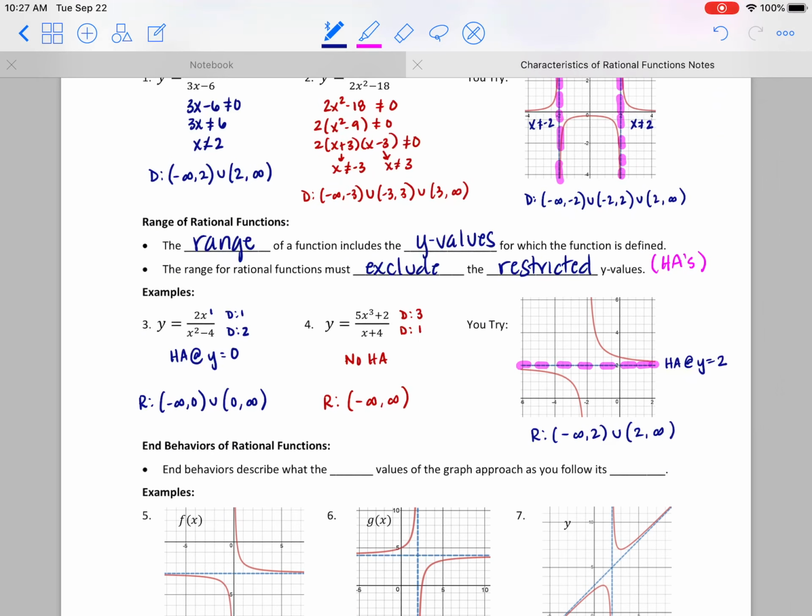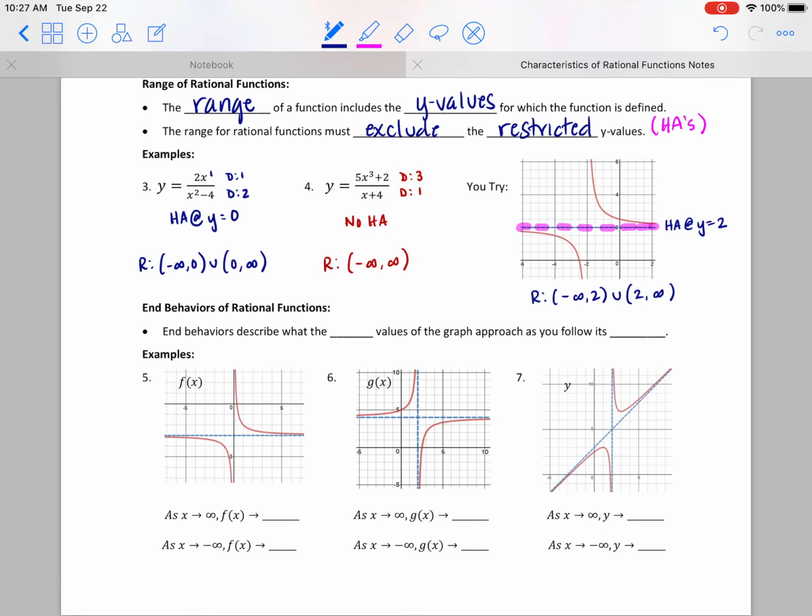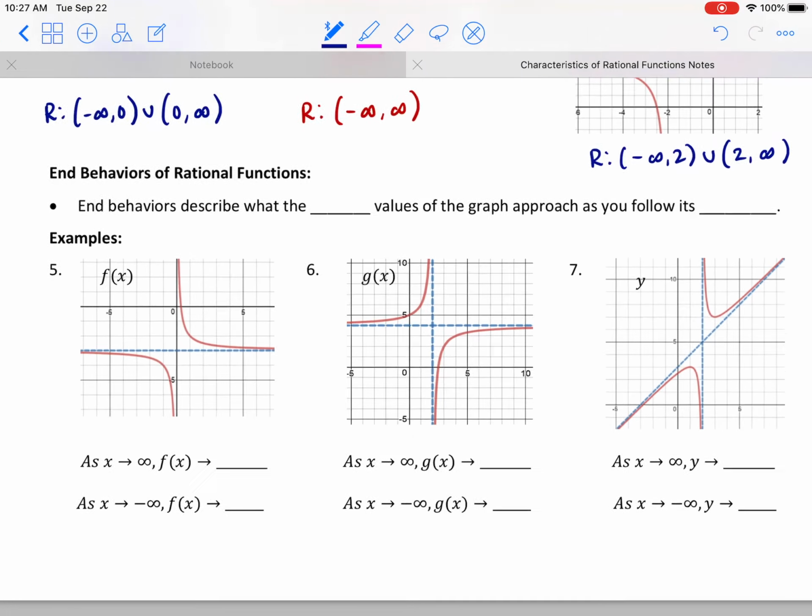And that's that. Okay, domain and range, not so bad. Just exclude the restricted x's from the domain and exclude the restricted y's from the range. Now, hopefully you can find those restrictions looking at the function or looking at the graph. If not, put it in Desmos and try to figure it out that way. Okay? Alright, how about end behaviors?